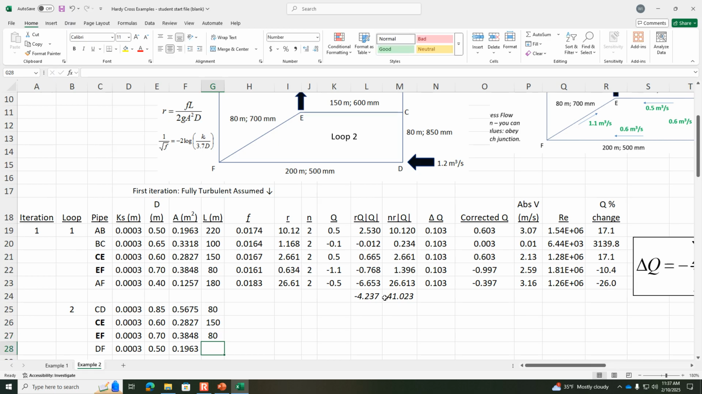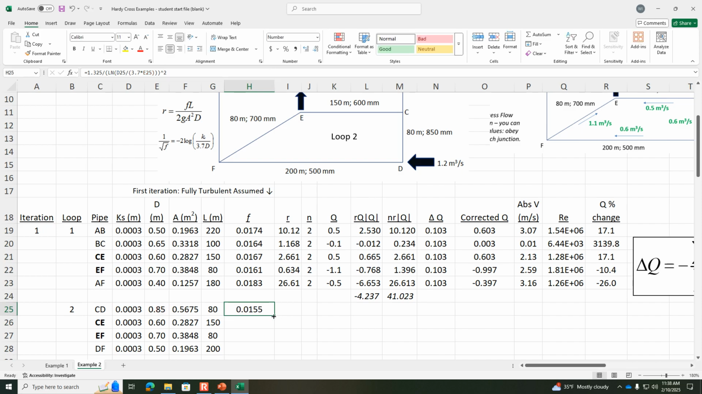And DF is 200. Okay, F values are reliant on just the relative roughness, and so I don't have to type that formula in again. I can just copy and paste to get the formula that I want. If we just look to make sure what it's referencing, the K sub S and the D for the row that I'm in.